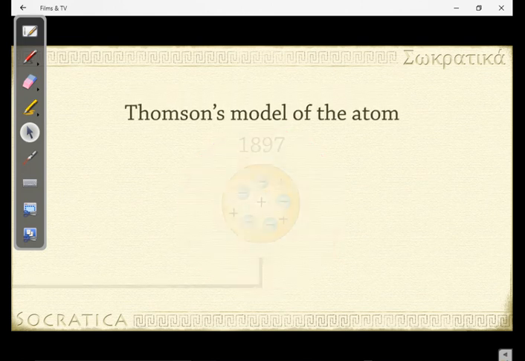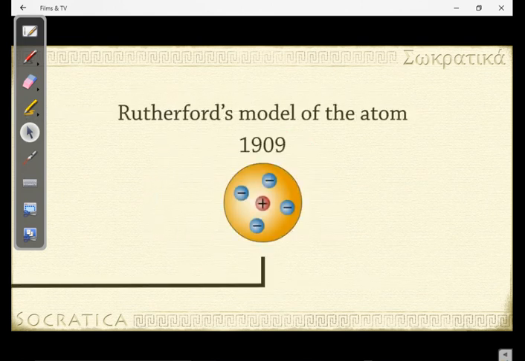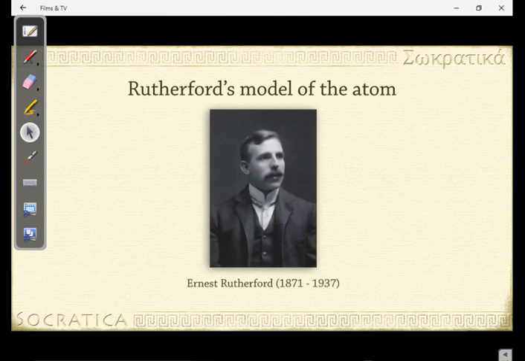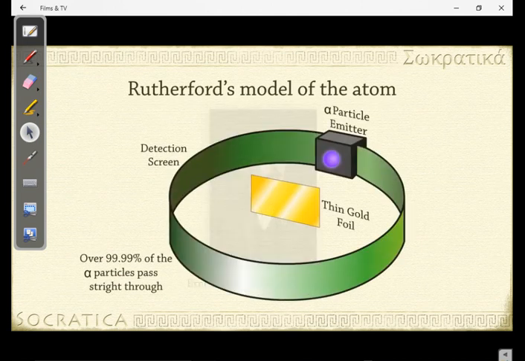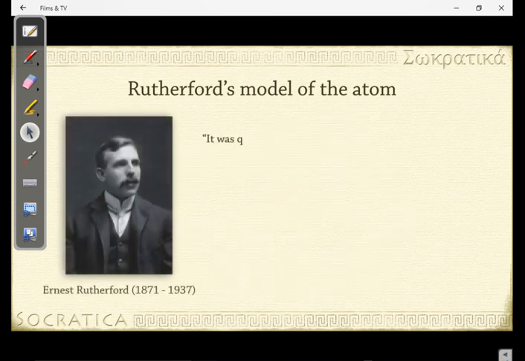The Thomson model stood for about a decade, until the work of Ernest Rutherford. Rutherford and colleagues, in an experiment performed in 1909, found that a beam of alpha particles, that's a kind of positively charged radiation, shot at a target of very thin gold foil, mostly passed straight through to a detector behind the foil. But occasionally, a particle would be violently deflected back, as if it had hit something massive. As Rutherford said, it was quite the most incredible event that has ever happened to me in my life.